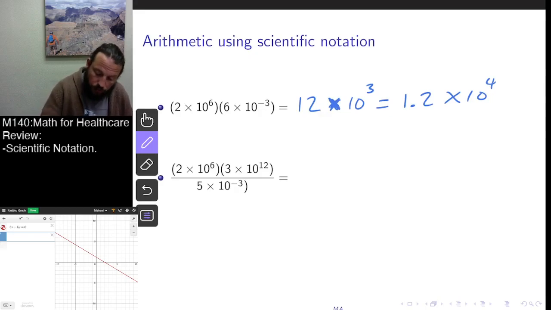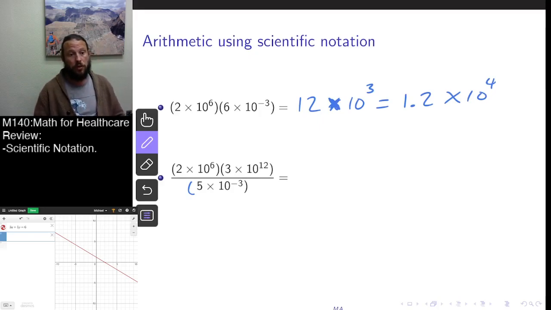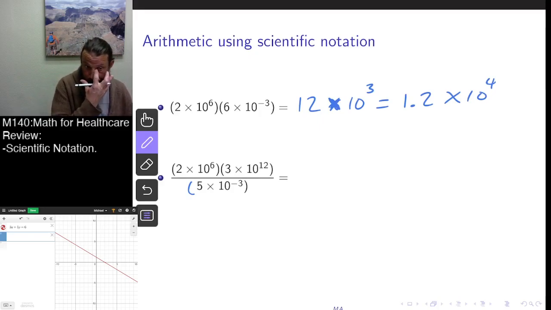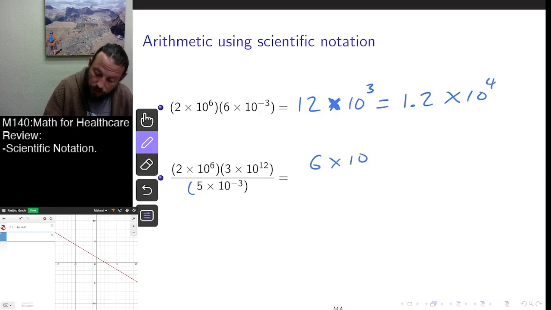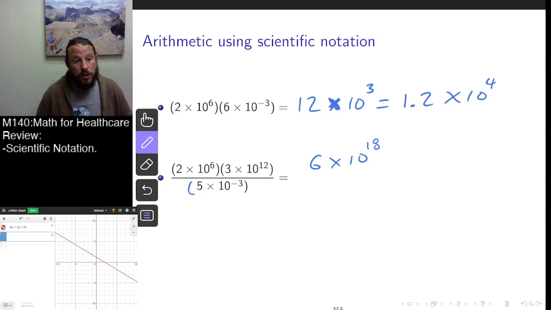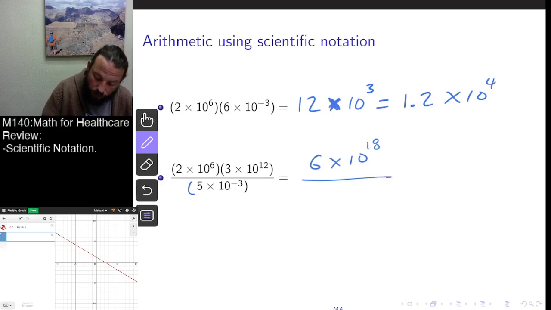Okay, similarly, looks like I'm missing a parenthesis down there. By the way, a fraction line really represents an understood parentheses underneath. Okay, so here, maybe we do the numerator first and we get 6 times, what do we get here? 10 to the 18th. Correct. Good. Hopefully we're able to see that. And we're still over 5 times 10 to the negative 3.